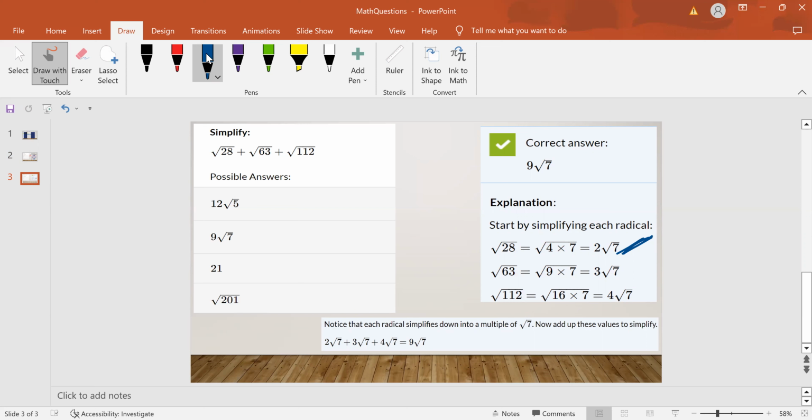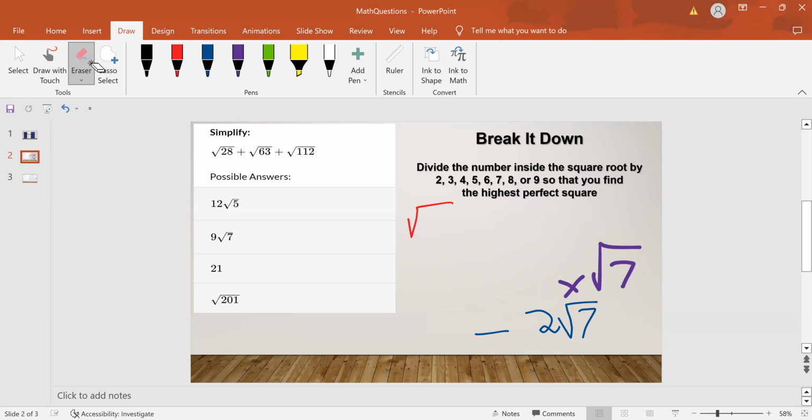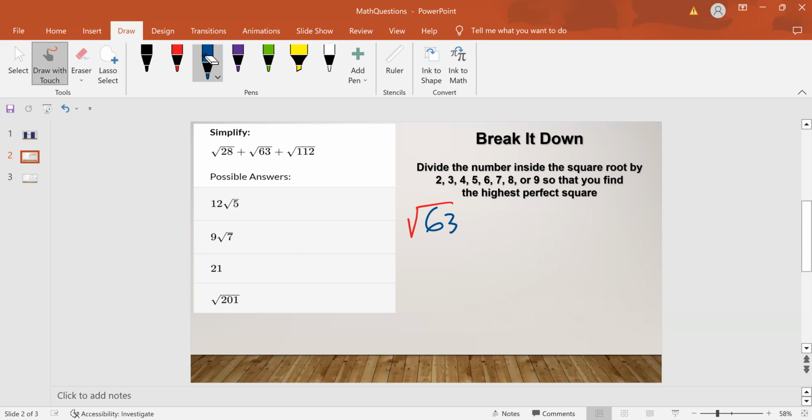Okay, we continue. Now we take the next number, which is the square root of 63. We're going to do the same process. First of all, we take 63. We're going to try to divide by 2. We're going to get a decimal number. That means 2 doesn't work for 63. So we continue. We're going to take 3 and divide 63. So I'm going to take 63 and divide it by 3. If you do that, you get 21. But understand this. 21 multiplied by 3 is what? 63.